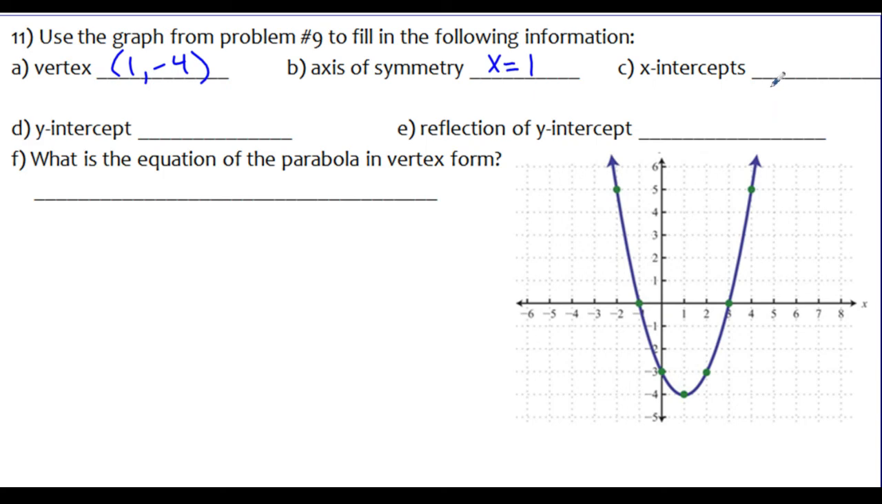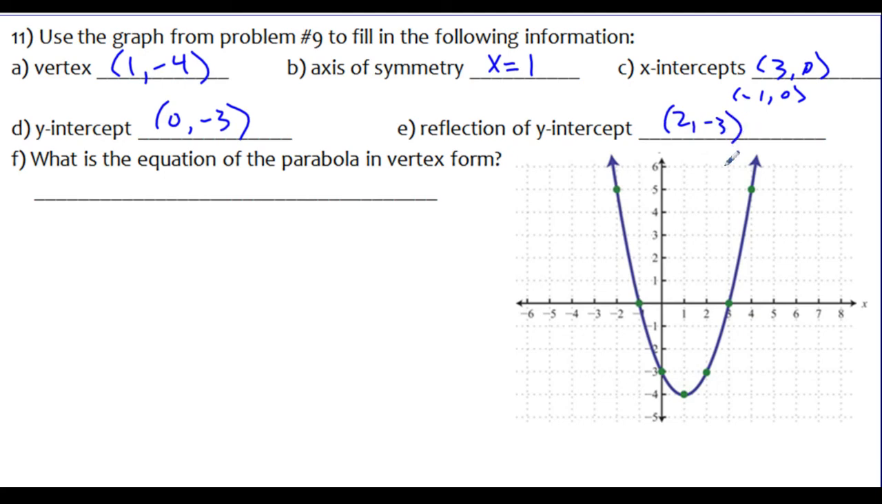Okay. Letter C is saying what are the x-intercepts? We can just identify them. That's 3, 0. Okay, and that is -1, 0. So I'd say those are my two x-intercepts. Y-intercept is down here at 0, -3. Okay, the reflection point is this point right here, 2, -3. Okay. And what is the equation of the parabola in vertex form?